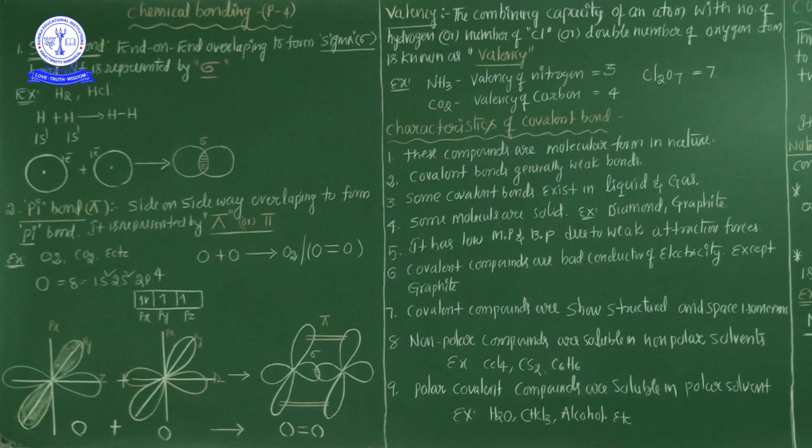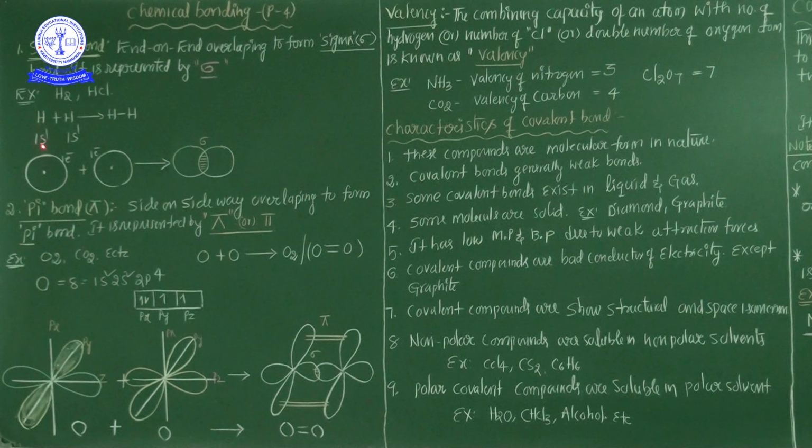Now see here the example: a sigma bond is nothing but end-on-end overlapping of the orbitals, represented by the symbol like this one. Now see the examples H2 and HCl. In the hydrogen molecule, a single bond is there. In HCl also a single bond is there. That single bond is nothing but a sigma bond. Now see the example: hydrogen with one more hydrogen to form H-H, a single bond. Here the single bond is considered a sigma bond.